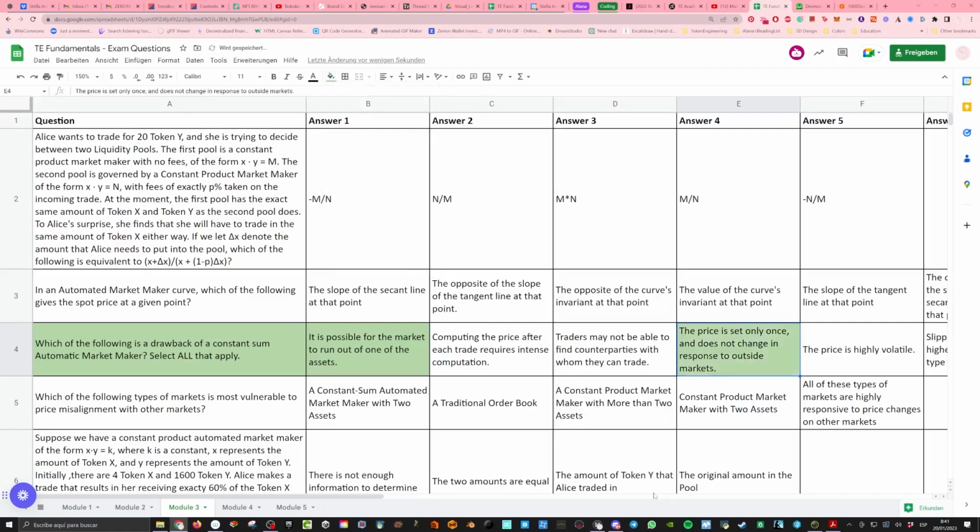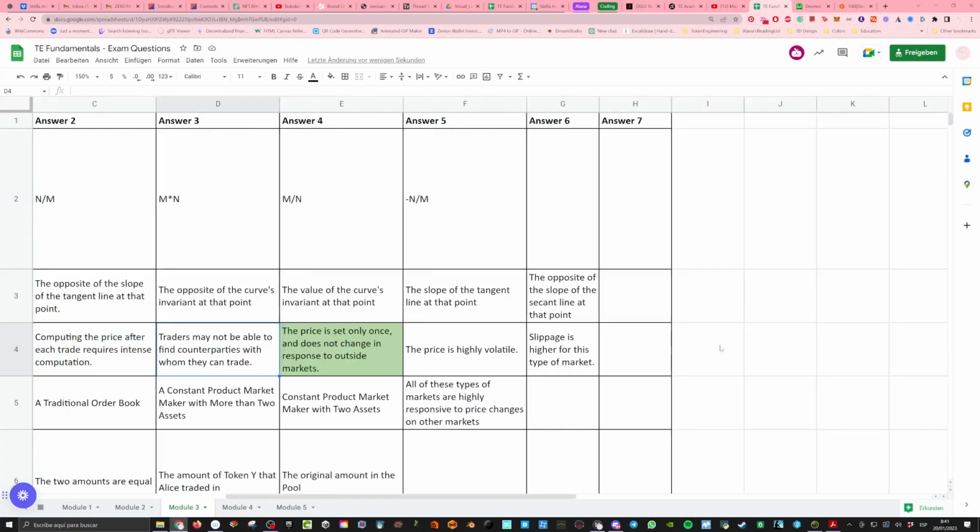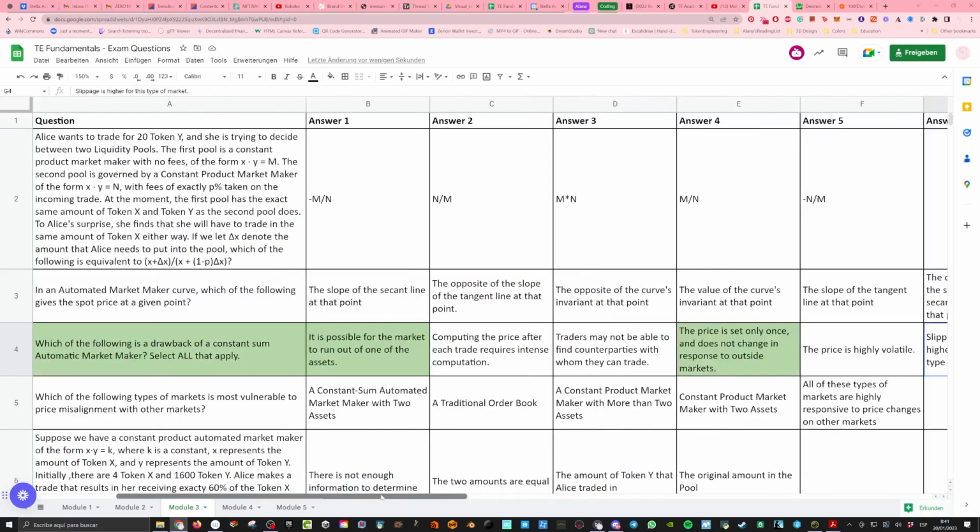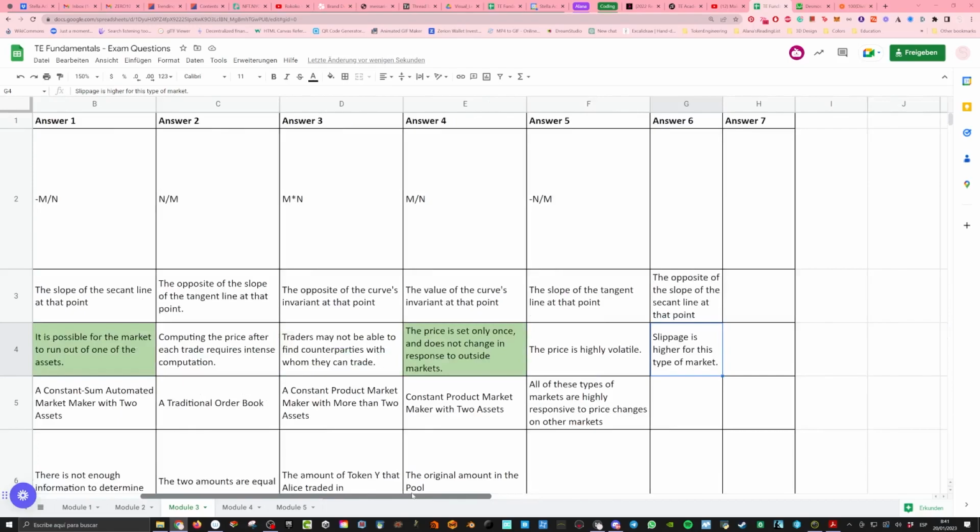And price is highly volatile. No, that's not the answer. What's the other one? Slippage is higher for this type of market. No, there's no slippage because again, the spot price is the same as the effective price at all points. So it's only answers 4 and 1. Yeah, that's what I marked. You're right.